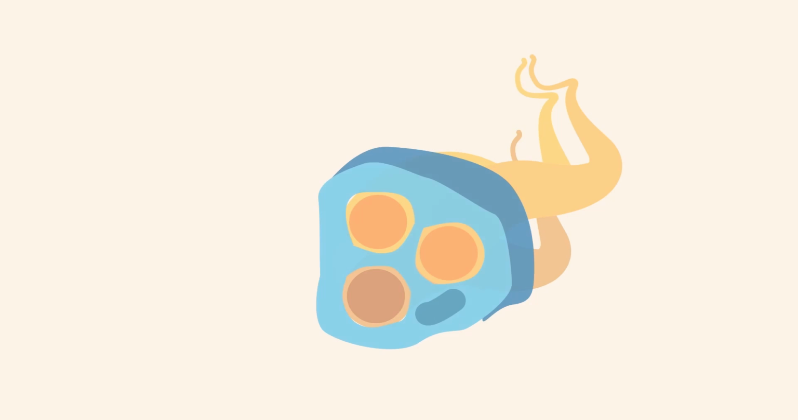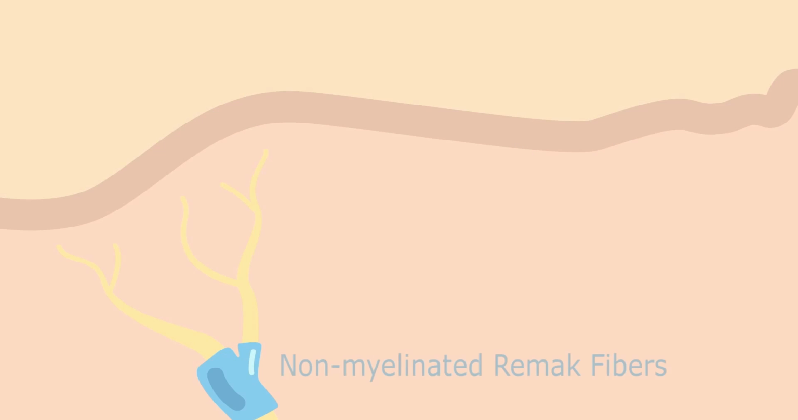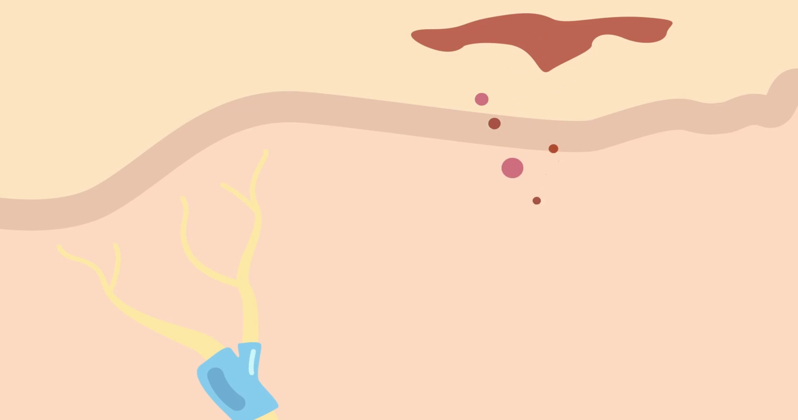Now back to the Remak cells. These cells allow the outgrowth and collateral sprouting of the nerve fibers, and one function of this is, for example, to allow these C fibers to respond to pain signals, and by collateral sprouting innervate an area that has been denervated by a wound, for example.